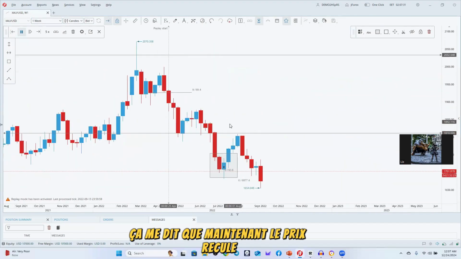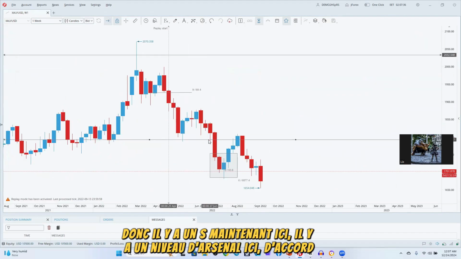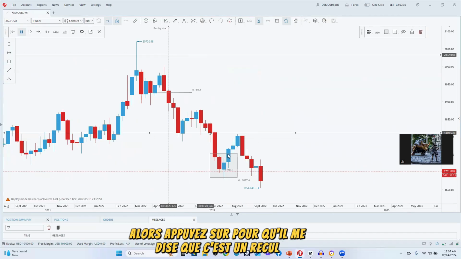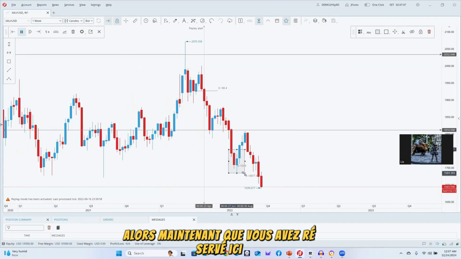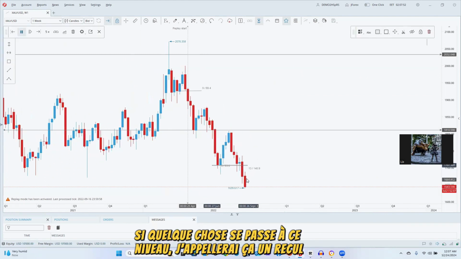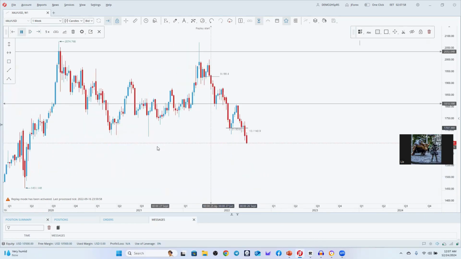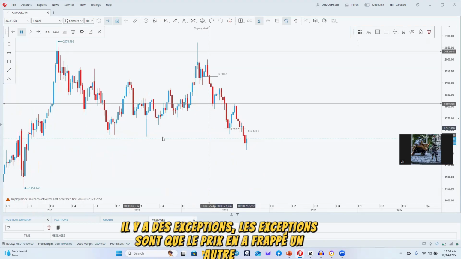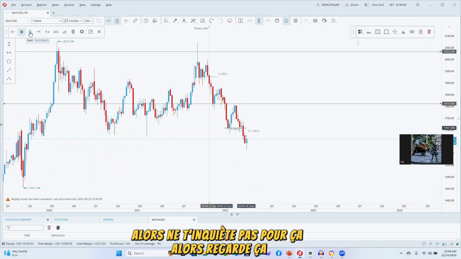So you see, price pulls back to an SNR level. There's an SNR here, there's another SNR level here. So it tells me that it's a pullback, right? And within this area there's a daily SNR. So now that you have broken out here, if anything happens around this level, I'll call it a pullback. But there are exceptions. The exception is that price hits another strong level, and we'll be talking about strong levels, so don't worry about it.